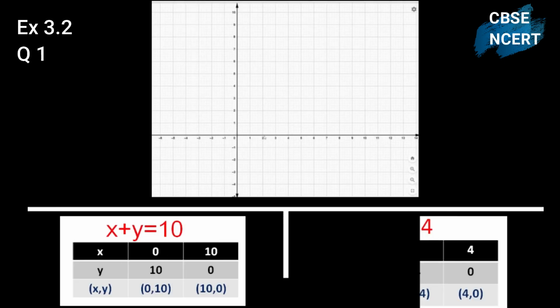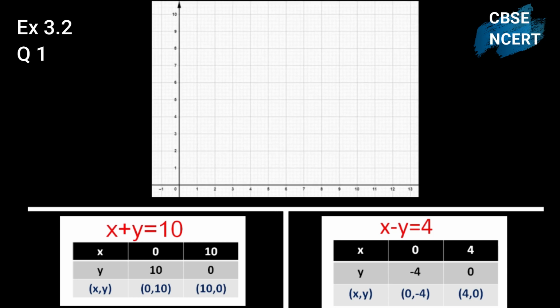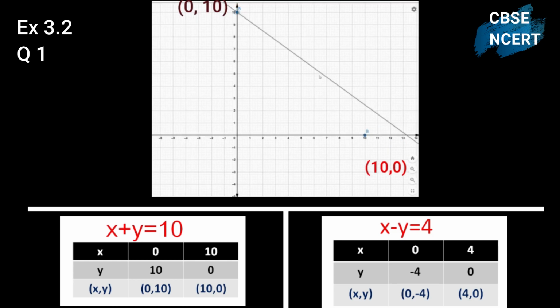This is the graph with the x-axis and y-axis. Now we got the 2 points for the equation x plus y is equal to 10. The 2 points are 0 comma 10, which lies on the y-axis at this point, and 10 comma 0, which lies on the x-axis here. So now I am going to draw a straight line touching these 2 points A and B. So this is the straight line for the equation x plus y is equal to 10.